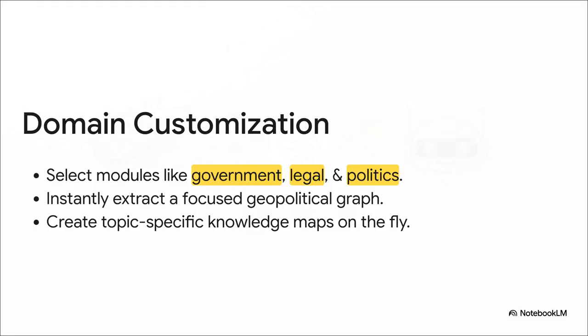I mean, check out this domain customization. It's so cool. Because all the knowledge is sorted into these neat little modules, you can just pick the ones you want. Say you need a knowledge graph about geopolitics. You just select the government, legal, and politics modules, and boom, you instantly get a clean, focused subgraph on that topic. It's like building your own custom-made Wikipedia on the fly.